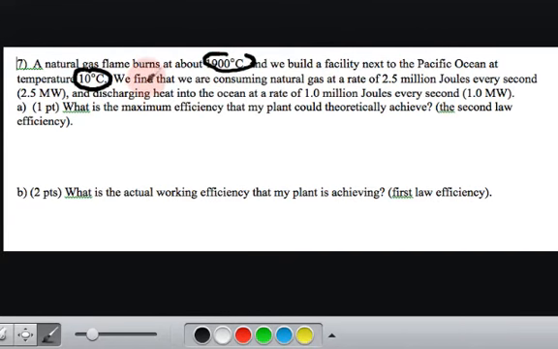Now the question is about efficiency. We find that we are consuming natural gas at a rate of this much energy per second. I think he means to say it's producing this much energy. We're consuming it so that it produces that much, and discharging heat into the ocean at this particular rate. What's the maximum efficiency that the plant could theoretically achieve?